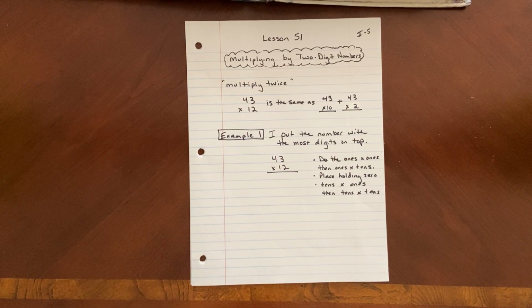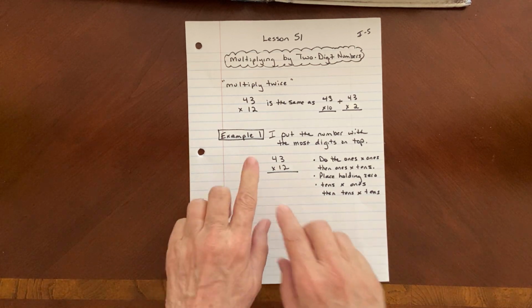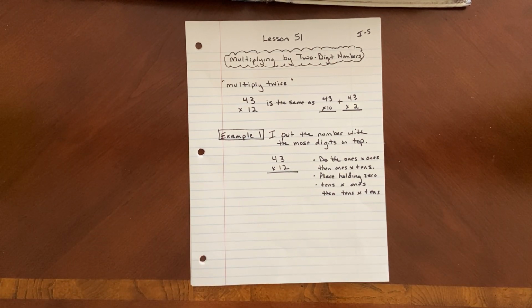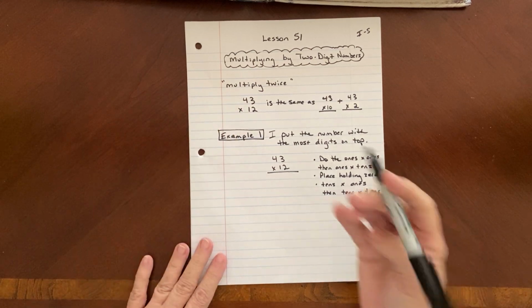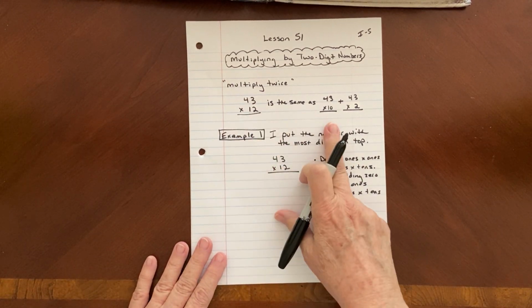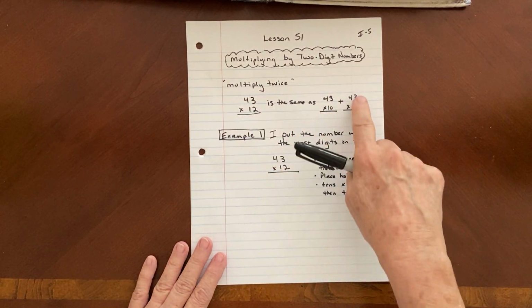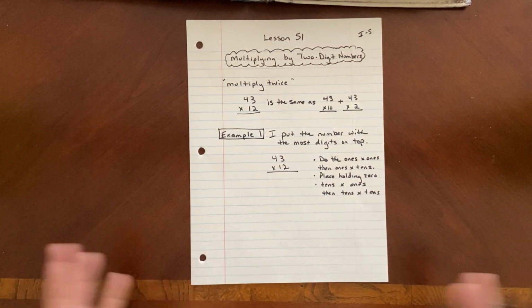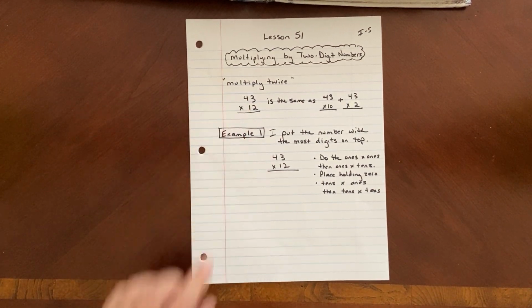Okay, this is lesson 51, multiplying by two-digit numbers. I think you've probably already done this, but let's talk a little bit more about it. We're going to use the term distributive property, so that might be new to some of you, or at least a review. So when you have 43 times 12, so I have two-digit numbers, that's exactly the same thing as 43 times 10 and 43 times 2. If I just add them together, I'm going to get the same here.